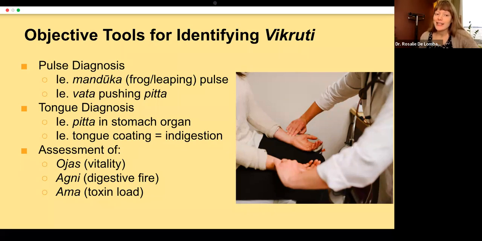Tongue diagnosis, this is one of my favorite at-home ways to identify the Vikriti. Just go in front of the mirror, stick out your tongue, and look, okay? Is there a coating on it? What color is the coating? Is the central line really angular? Is there scalloping on the side of the tongue? Is there a red tip?